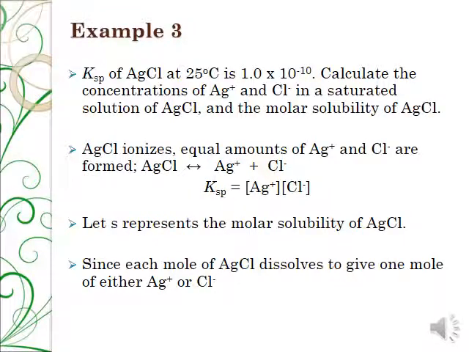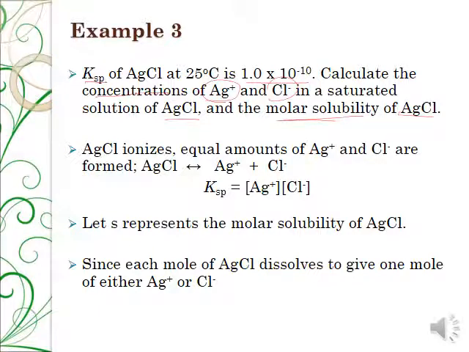So let us look at this example here. The solubility product constant Ksp of silver chloride at 25 degrees Celsius is 1 times 10 power negative 10. This value, normally you can find it in the appendix section in any textbook. Calculate the concentration of silver and chloride in a saturated solution of silver chloride and the molar solubility of silver chloride. So there are two questions being asked here: finding the concentration of each of silver and chloride, and finding the molar solubility of the silver chloride.